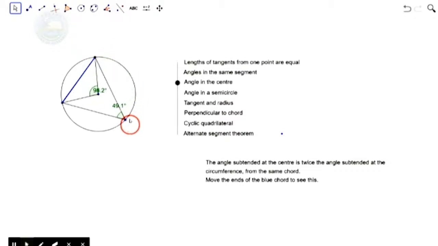So let's change the chord, and we see that the rule remains the same. So here we have 144.6 at the center, and a half of 144.6 is 72.3. The angle subtended at the center is going to be twice the angle subtended at the circumference.